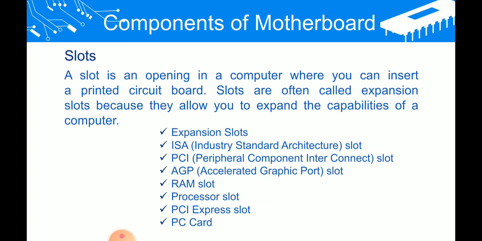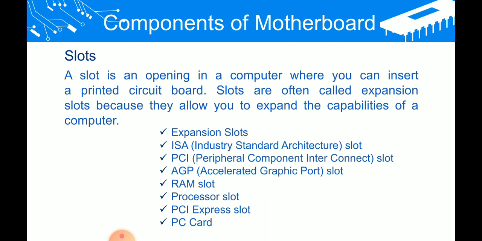RAM slot. This is used to install the memory. There are two types here, that is SIMM slot and DIMM slot. SIMM means single inline memory module and DIMM means dual inline memory module slot. The SIMM is a 72 pin slot and DIMM is a 168 pin slot.